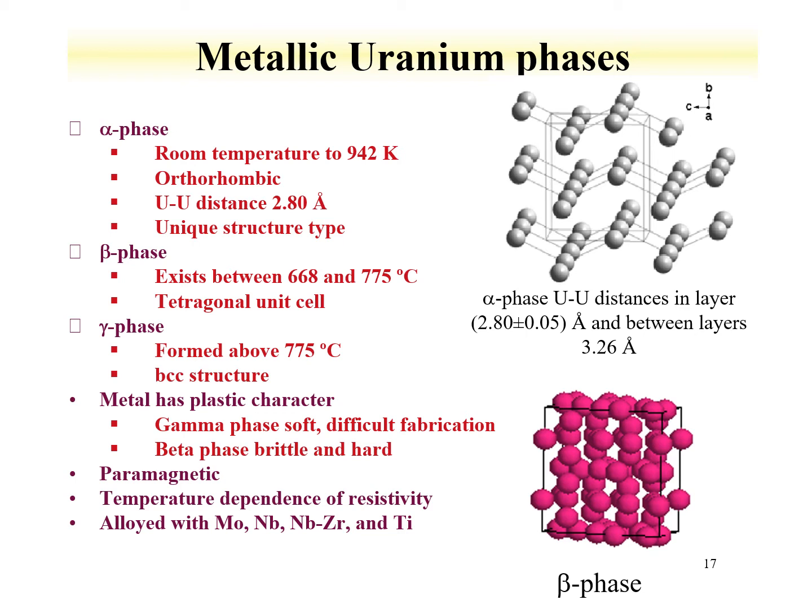These materials can often be alloyed. The uranium materials can be alloyed so that compounds can be formed that are easier to fabricate, for instance, or that have certain chemical resistivity properties. And uranium alloys well with molybdenum, niobium, zirconium, and titanium.